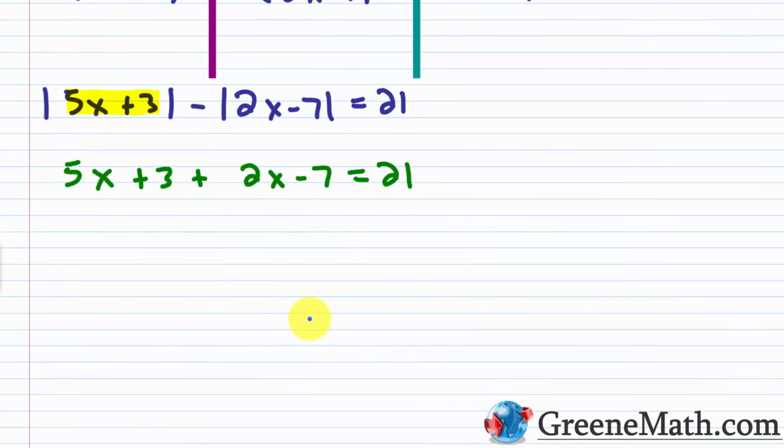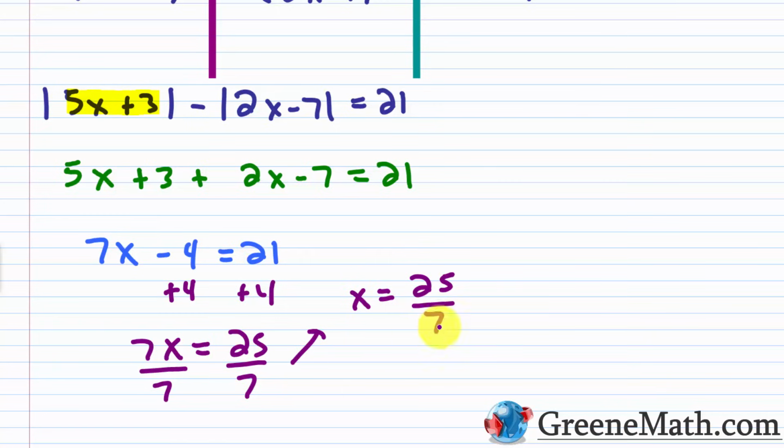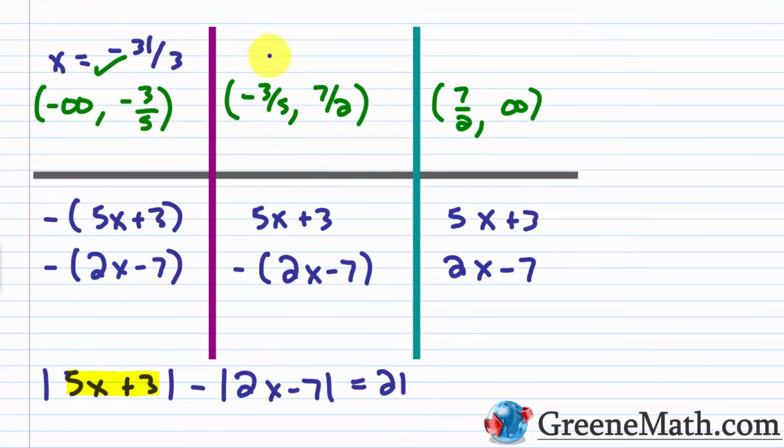We'll come back up. So 5x plus 2x is 7x. 3 minus 7 is negative 4. This equals 21. And let's go ahead and add 4 to both sides of the equation. So we have 7x is equal to 25. Let's divide both sides of the equation by 7. We'd find that x is equal to 25 sevenths. All right, so let me copy this real quick, and I'm just going to erase all this work, and we're going to go back up. So again, x is equal to 25 sevenths.